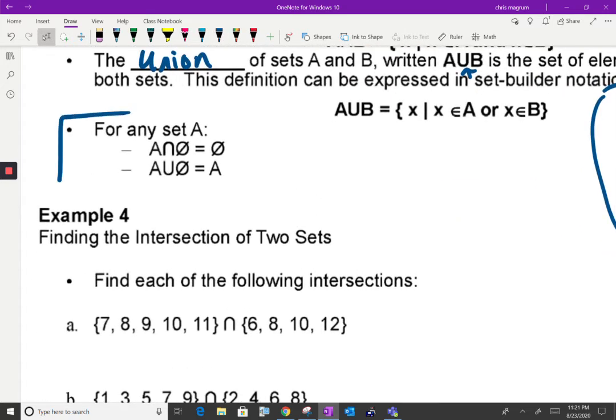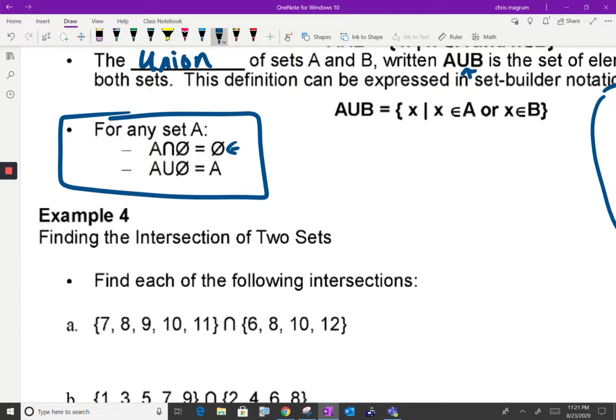Alright, so some extra information here that might help you on a couple of problems later. For any set A, so A and the empty set, what would they have in common? So you have some stuff in A, you have something that's empty. What would they have in common that's in both? Nothing, because one of them has nothing. So that's why it's the empty set there.